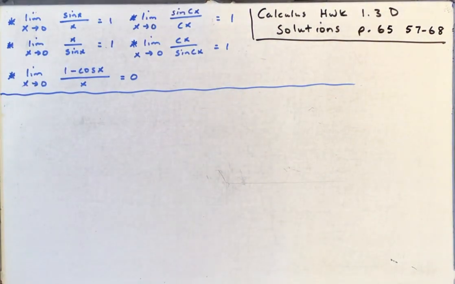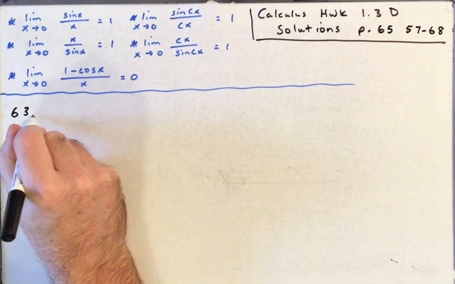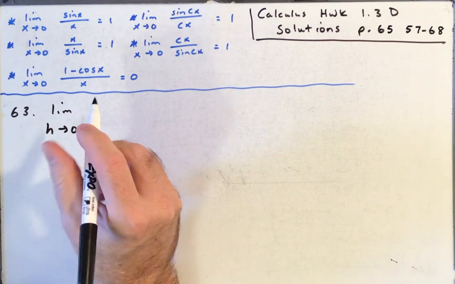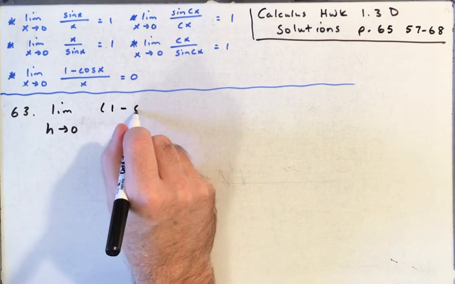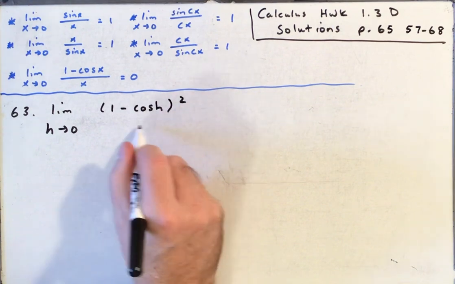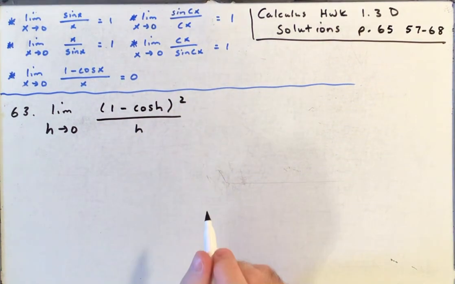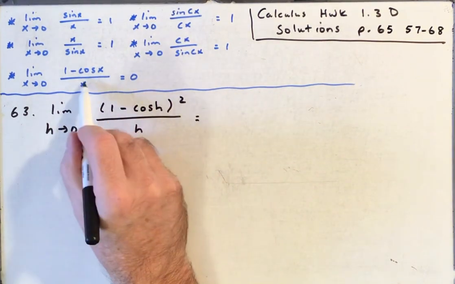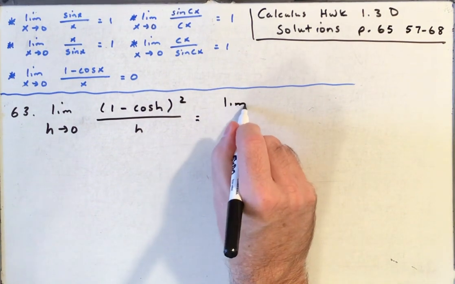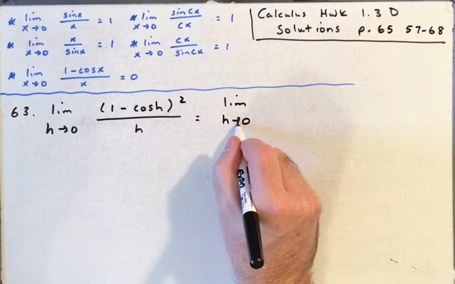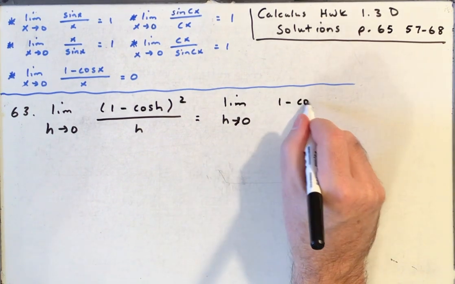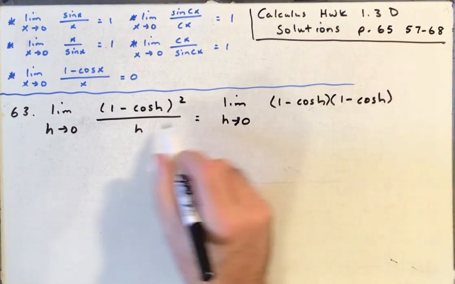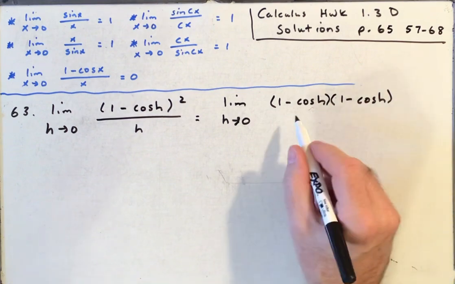Okay, 63. We've got the limit as h approaches 0 of 1 minus cosine h all squared over h. Okay, that gives you 0 over 0. Let's rewrite it so it looks kind of like this guy. We've got the limit as h approaches 0 of 1 minus cosine h times 1 minus cosine h. That's the same as 1 minus cosine h all squared, right?